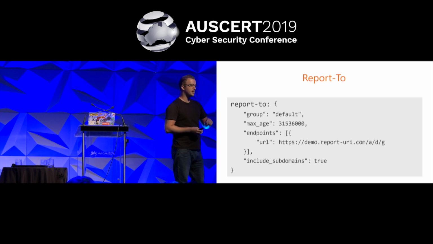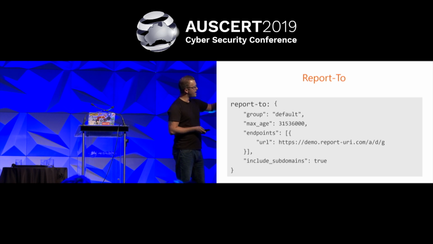Max age, the number of seconds the browser should enable and cache this policy for and apply it. Endpoints, we then pass in an array of locations where you can send reports to. So again, as I just mentioned, I have a little demo account on Report URI, and I'm just saying when something goes wrong, this is where you should send the telemetry.